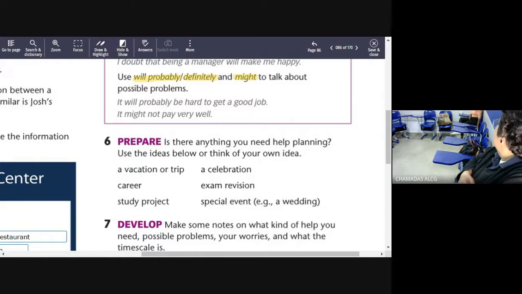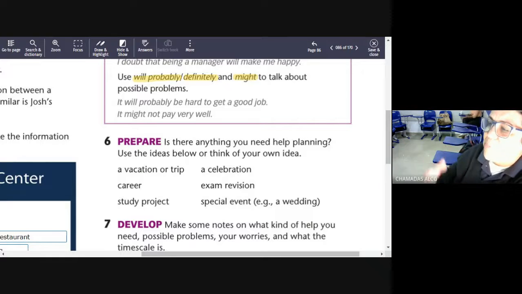Yes, for my wedding. Oh my God, how nice. Yeah. So, not crazy, but yeah, it requires a lot of planning. Yeah. So many things to worry about, right? An exam revision, a study project, a special event like a wedding, yeah, right? Or your career.